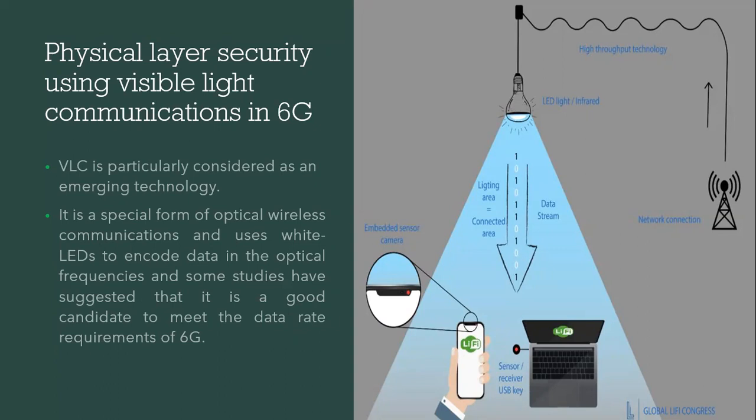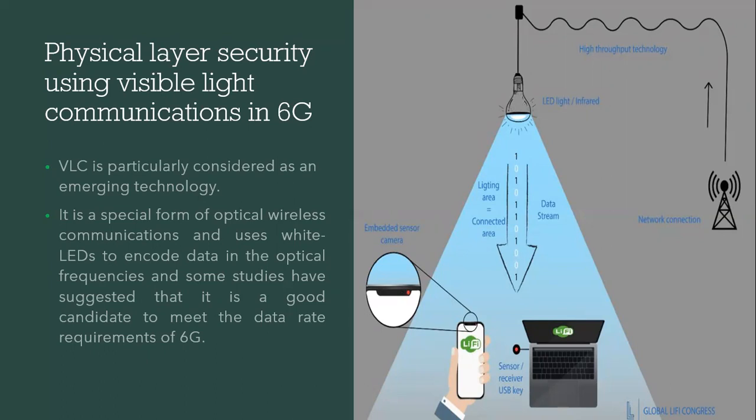If we talk about visible light communication, in this scenario the electric current is not used only to light the area, it's used for communication, and the source is a network connection, and high-throughput technology is used, and the LED light conveys the data through light to devices such as mobile and laptop. Lighting area equals light area equals connected area for the data stream, and the mobile and the laptop have specially designed sensors that detect light and decode the data that is being conveyed this way. So VLC is particularly considered an emerging technology.